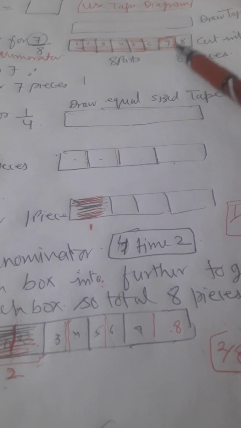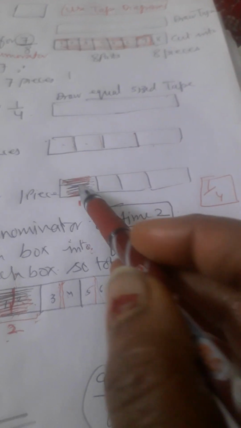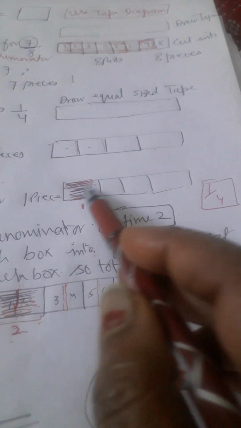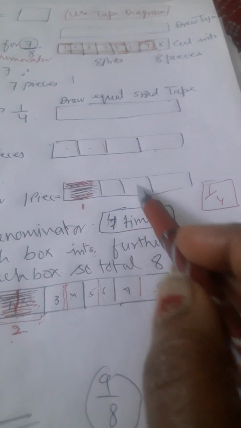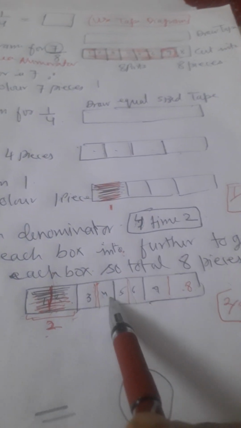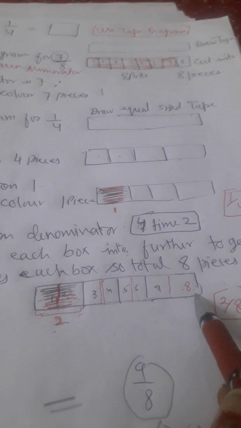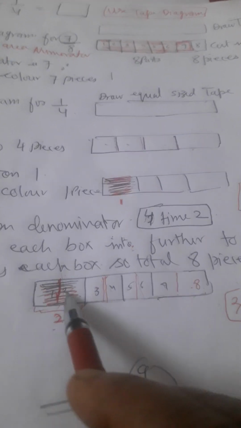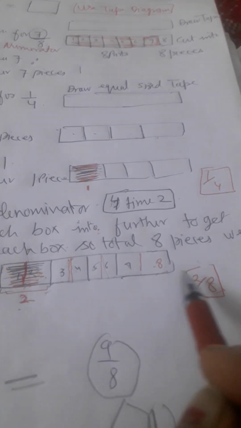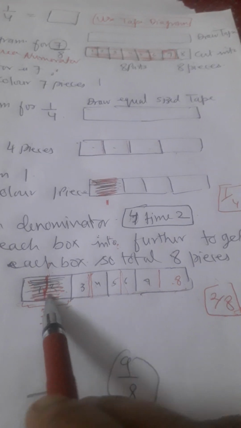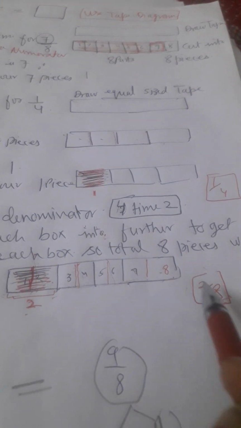So 1/4 and 2/8 are identical, right? But since we have to make 8 segments out of it, we cut each box into 2 pieces: 2, 4, 6, 8. But we have to look only at the shaded part. So this value is equal to 2/8. Whatever shaded number there is, 2, out of 8 segments, so 2/8.